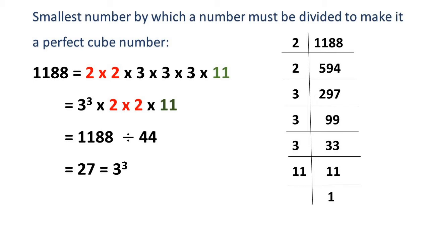So what am I going to do? I am going to multiply first. 2 2s are 4, 4 11s are 44. So 3 cube multiplied by 44. Now this 44 is extra for me. So I am going to divide 1188 by 44. What will I get? 27. And 27 is the cube of 3.